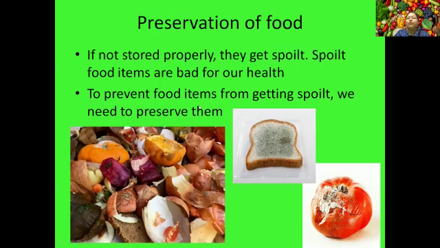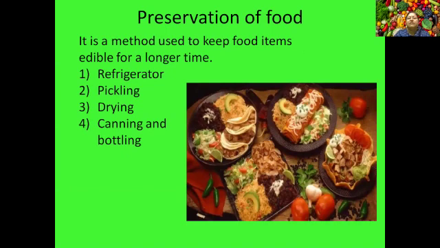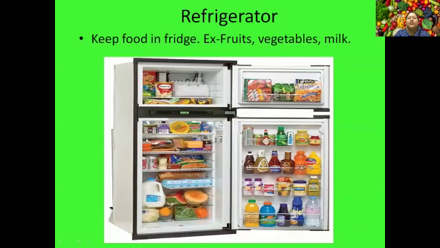To prevent food items from getting spoiled, we need to preserve them. Preserve means we can keep it for a longer time. Now, preservation of food is a method used to keep food items edible. Edible means which you can eat for a longer time.